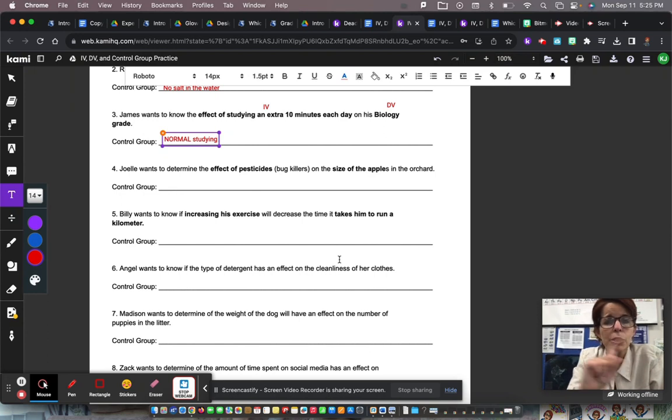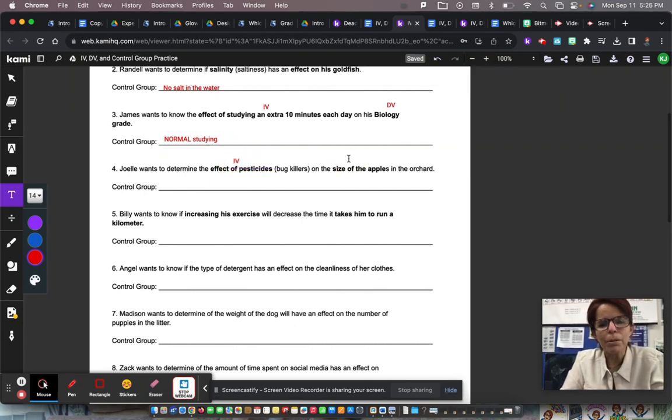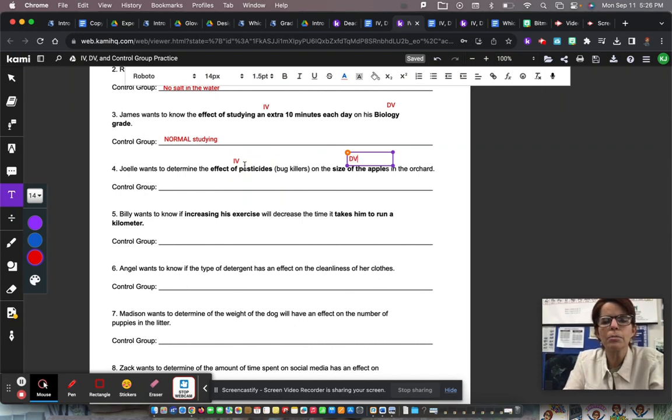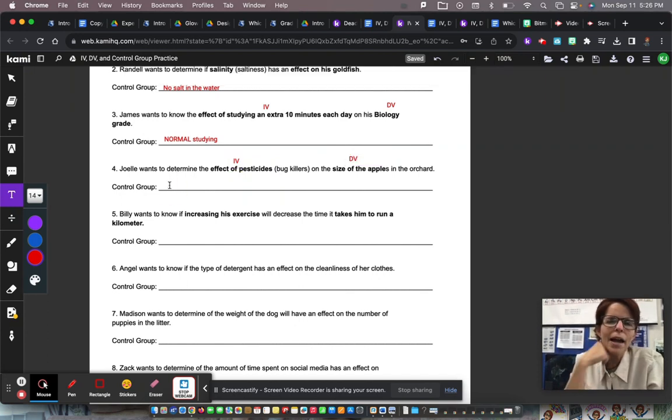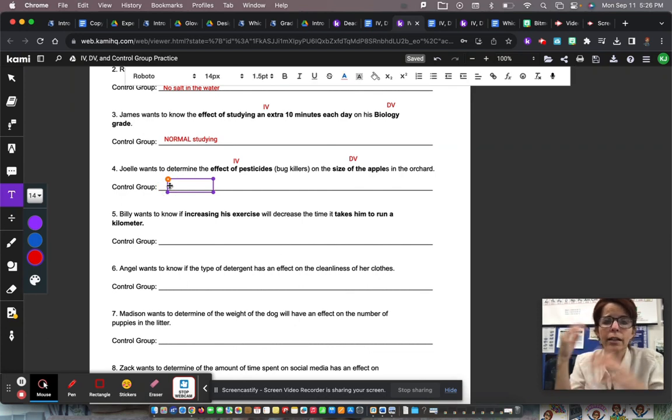All right, number 4, Joelle wants to determine the effect of pesticides. Pesticides are bug killers that we spray on farms and things like that, on the size of apples in the orchard. So what she's going to change is pesticides, whether or not we're using pesticides, and then she's going to look at how big the apples are and whether the apples get bigger or smaller with the use of pesticides. So the thing we're purposely changing is the pesticides, and the size of apples is what we're going to measure. That's the dependent variable. So what's the control group? How do apples normally grow? When they're in a normal situation, they grow with no pesticides. That's the normal situation for those apples.